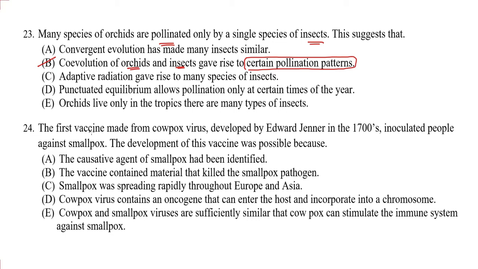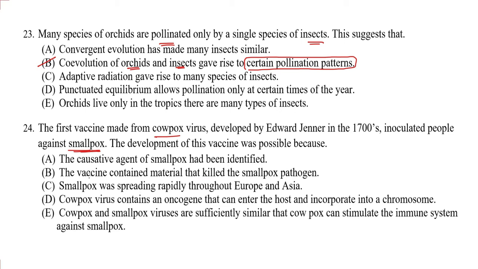Number 24. The first vaccine made from cowpox virus, developed by Edward Jenner in the 1700s, inoculated people against smallpox. You can understand now that something happened by luck. We give vaccination against the cowpox virus, and we are surprised that it can protect some people against smallpox. So what is the good answer? The causative agent of smallpox has been identified. No, because it isn't mentioned here. Vaccine contained material that killed the smallpox pathogen.